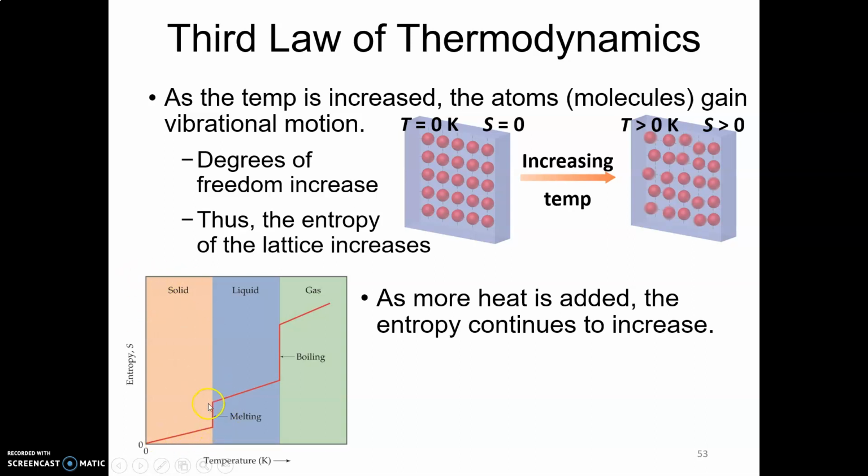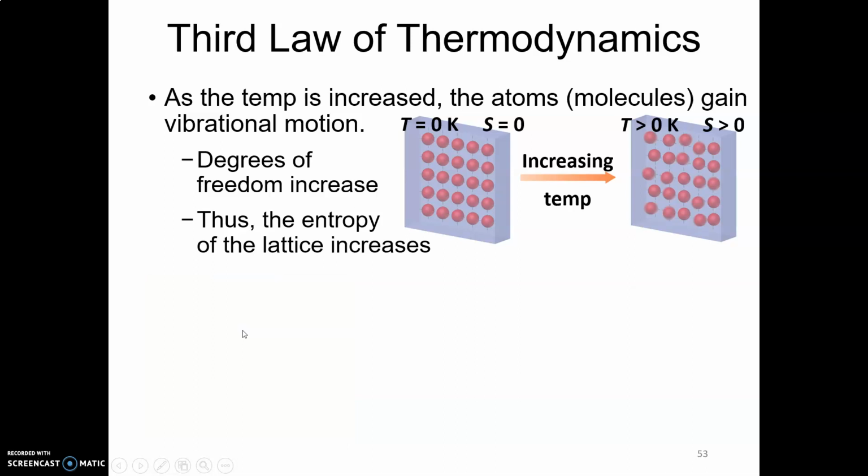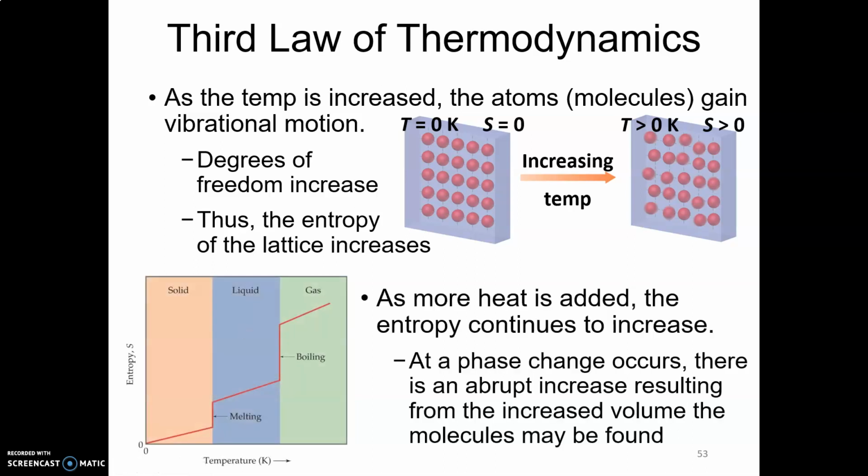But when you change phase, that's when you get this really dramatic increase in entropy because you've jumped up dramatically as far as freedom is concerned. Like you went from essentially no freedom to middle level freedom, so you see this nice jump, but then you see this huge jump here because you went from middle level freedom to complete freedom.